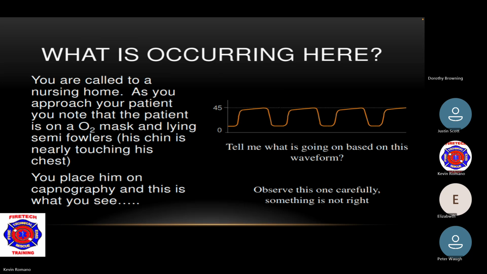All right. So what is occurring here when you see this? You're called to a nursing home. As you approach the patient, you note the patient is on an O2 mask and lying semi-Fowler. His chin is nearly touching his chest. You place him on capnography and you see this. Tell me what's going on based upon the waveform, and observe this one carefully because something is just not right.